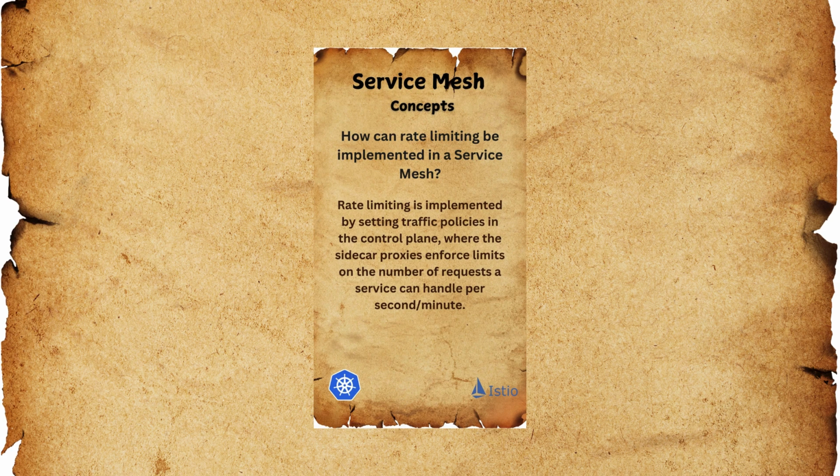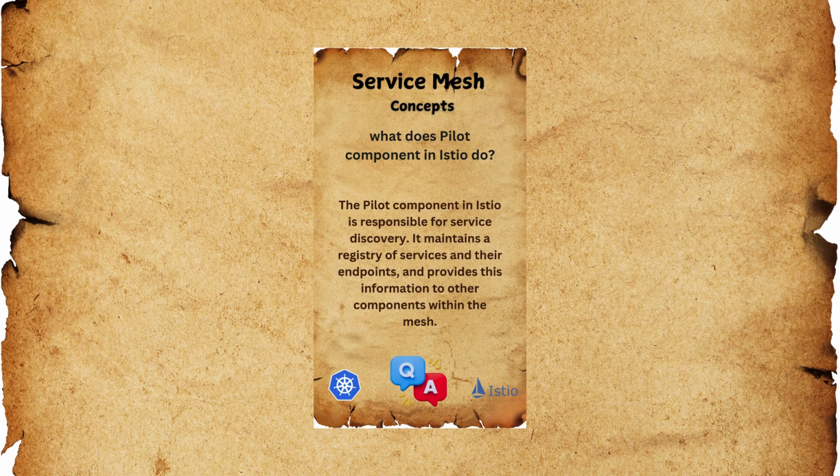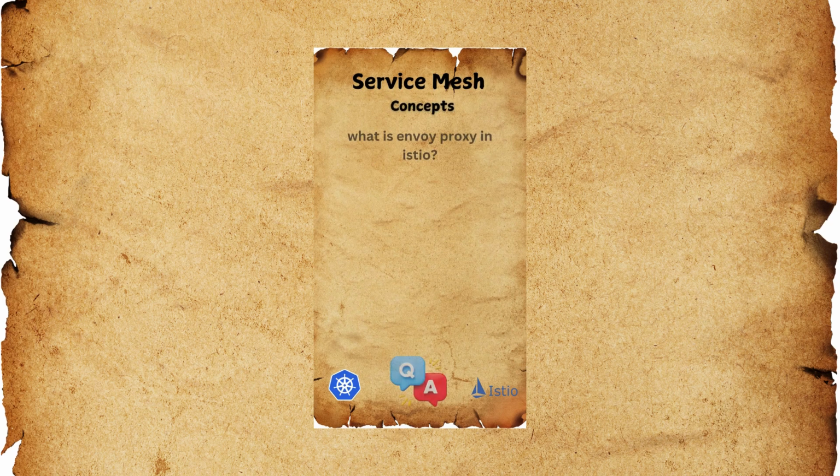Rate limiting is implemented by setting traffic policies in the control plane, where the sidecar proxies enforce limits on the number of requests a service can handle per second or minute. What does the pilot component in Istio do? The pilot component in Istio is responsible for service discovery. It maintains a registry of services and their endpoints, and provides this information to other components within the mesh. What is Envoy Proxy in Istio?